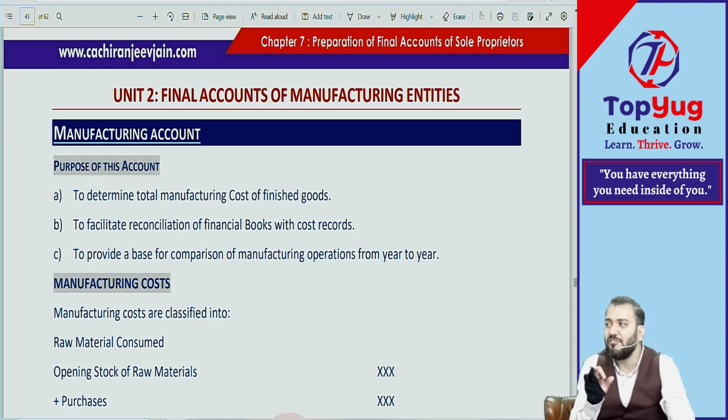A manufacturing organization will consist of raw material, work in progress, finished goods. Then we have also understood the cost of conversion: direct manufacturing wages, direct manufacturing expense. Then production overhead, you remember? Production overhead will include indirect material, indirect labor, indirect manufacturing cost. Do you remember that part? Correct. If you have understood that, then we can start.